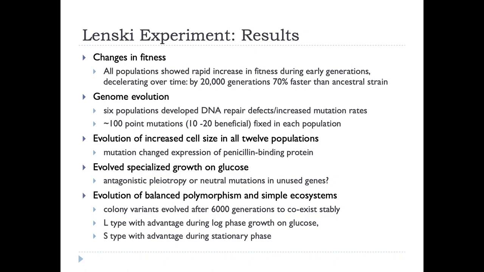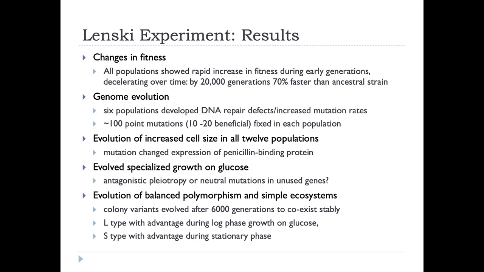But another interesting phenomenon was that there was, in at least one population, specialization. Two different populations co-evolved, which they called the L type and the S type, for large colony variant and small colony variant types, that could coexist stably from one generation to another. Neither one of them outcompeting the other, they're just living together. It turned out that the L types appeared to have an advantage during the stationary phase of growth, once they'd exhausted the nutrient in that particular flask and had gone into stationary phase.